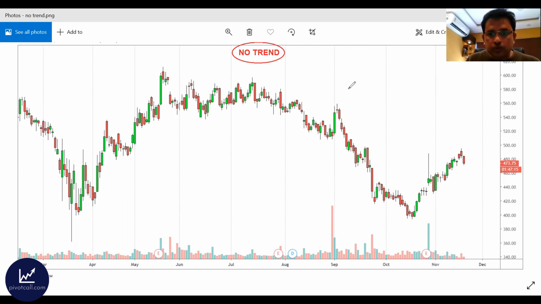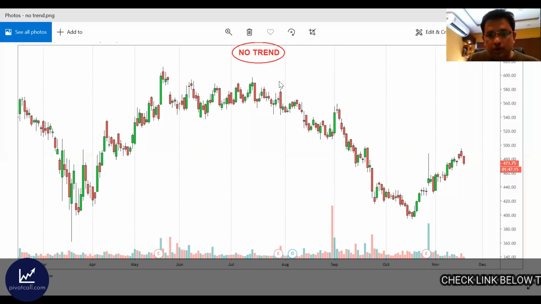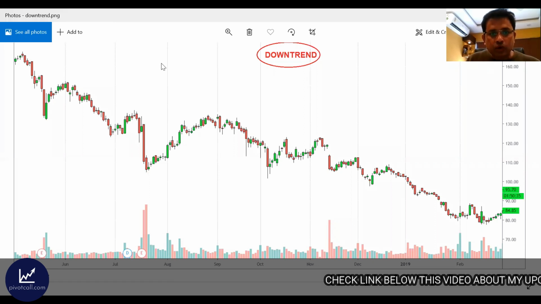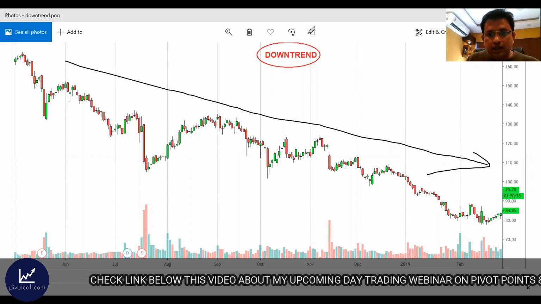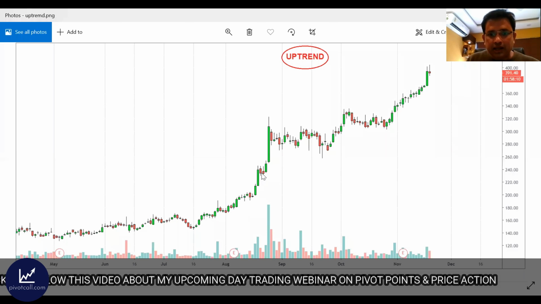Then what should you do? You should not trade. Don't trade in this kind of instrument where the trend is not clear, because there are so many hundreds of stocks available. You can move to the next stock, the stock which is showing you a clear trend, either an uptrend or a downtrend or sideways, whatever. You can see how clear the trend is. Clearly you can see a downtrend here, clearly you can see an uptrend here, right?